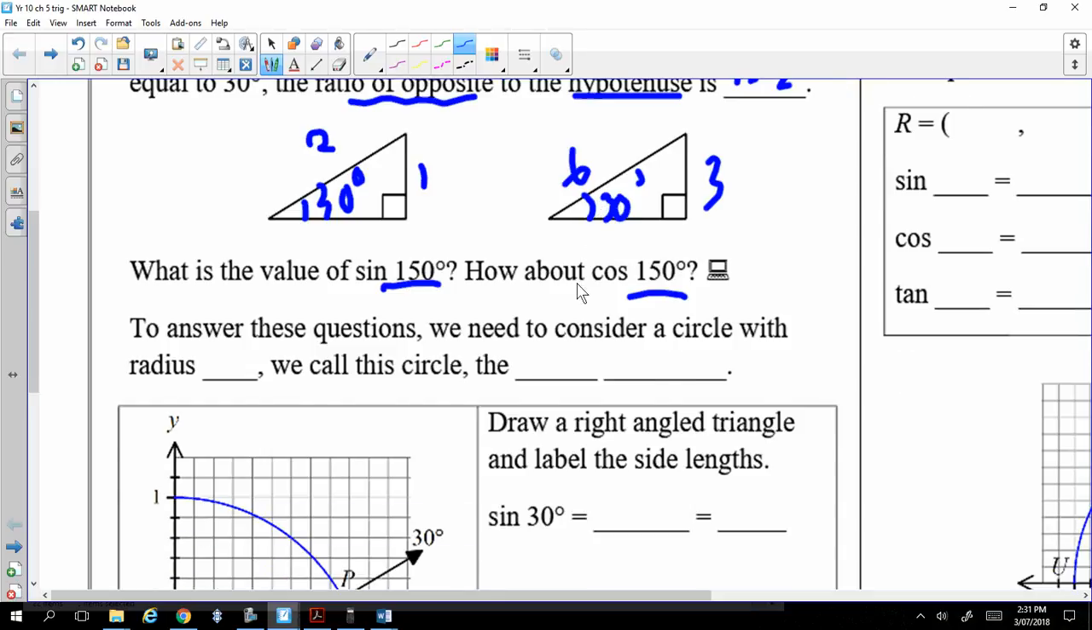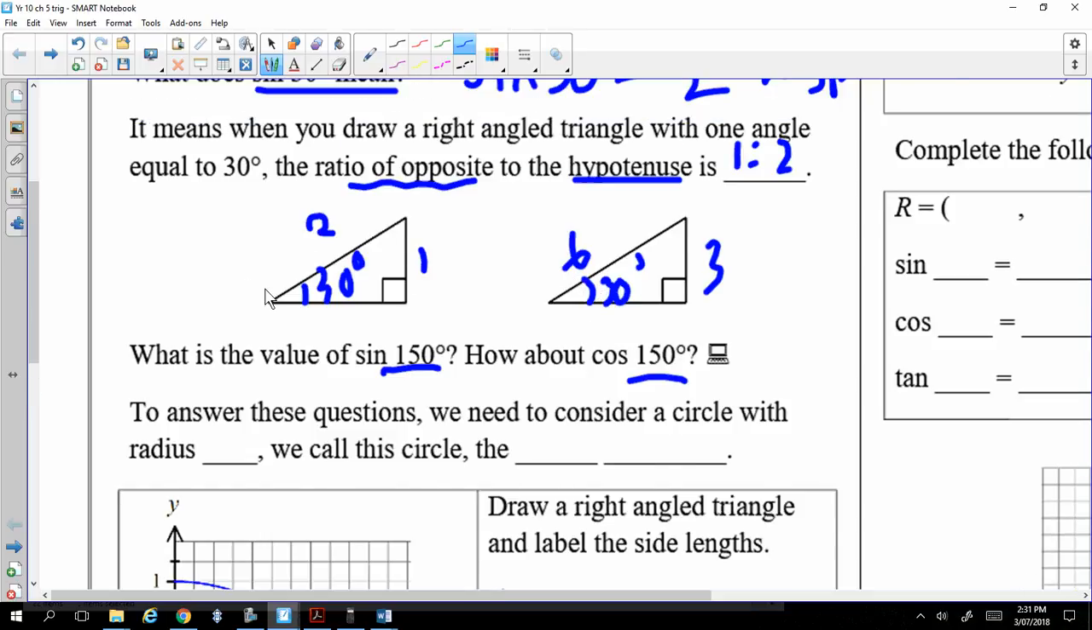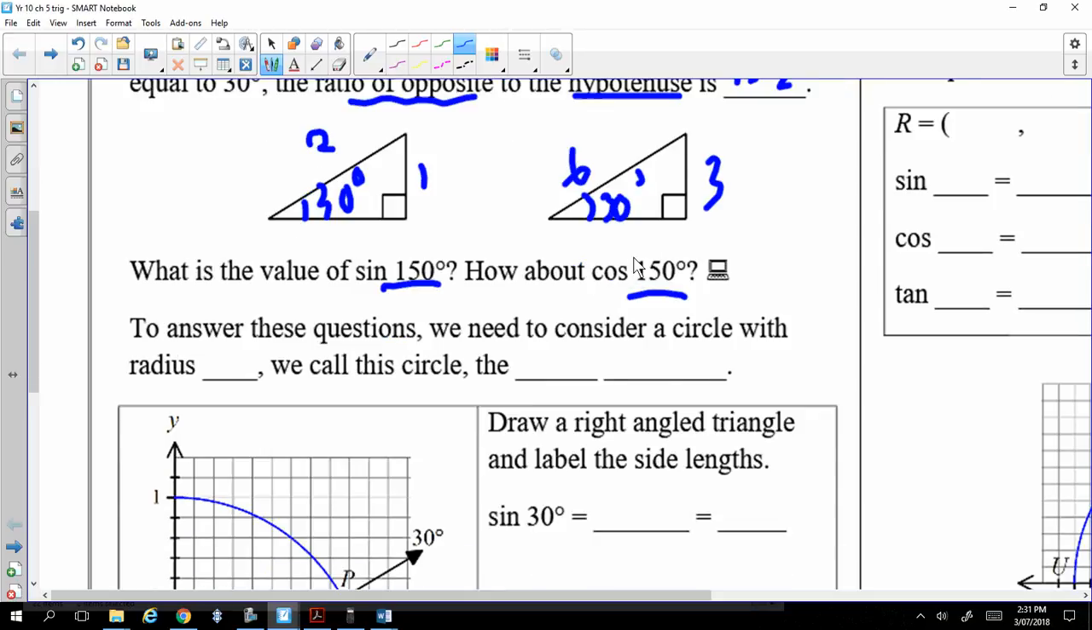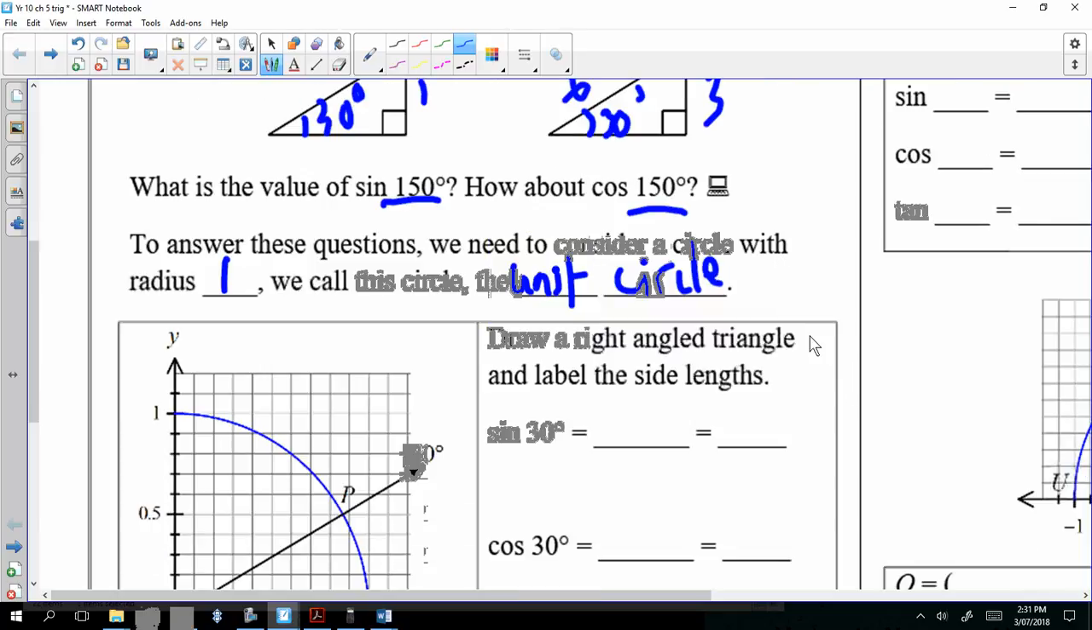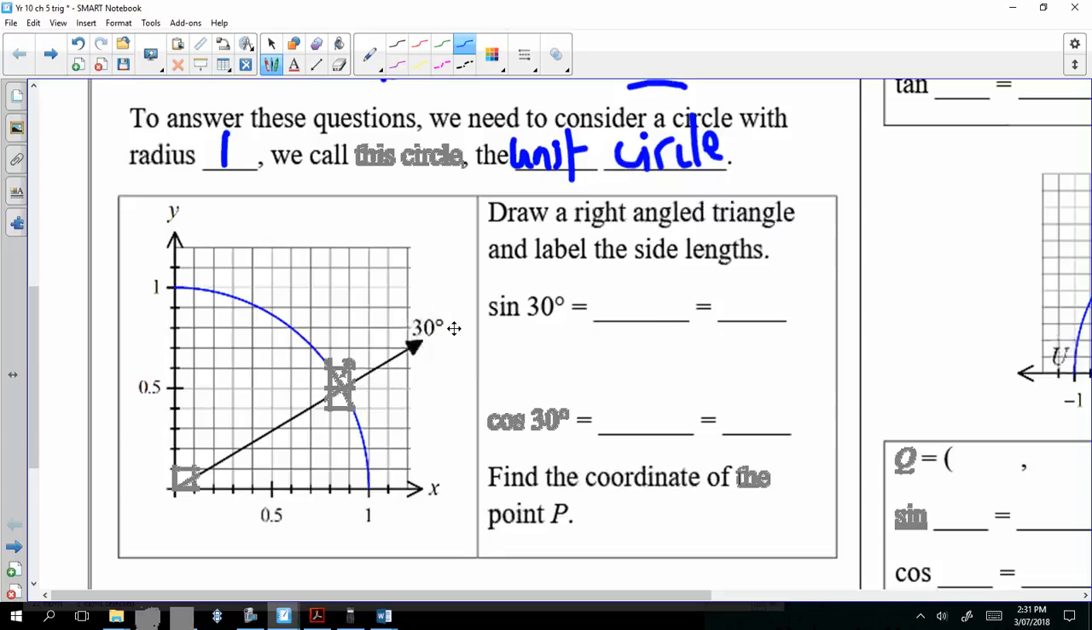Because in a right angle triangle, we can't have an obtuse angle. So how do we get an obtuse angle in a right angle triangle and use trigonometry to calculate it? To answer this question, we need to consider a circle with radius 1, and we'll call this circle the unit circle, which you will have to refer to a lot in this topic. Alright, so we're going to do some investigations first. We're going to consider this circle of radius 1.